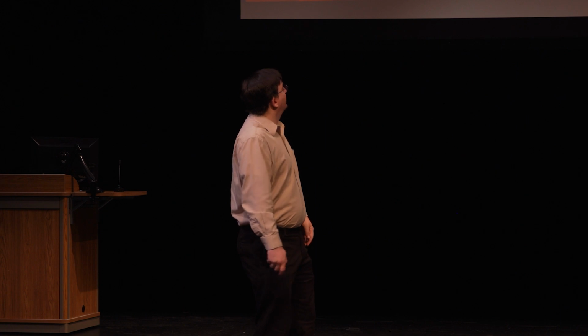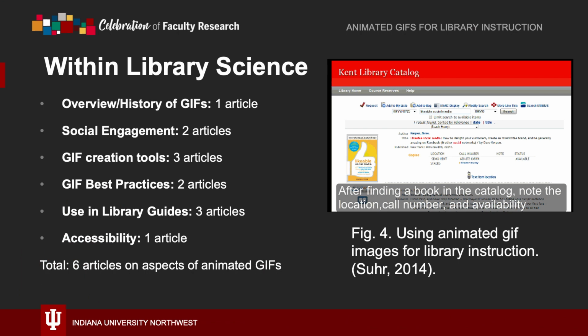So getting into the research, as I've looked at the library science literature, I could only really find about 6 articles that really dealt with this topic. Of those 6 articles, they went into the history of GIFs, social engagement, the tools that you can use to create them, what they think of as best practices, and use in library guides. I list 3 there, but one of them is actually from back in 2000.